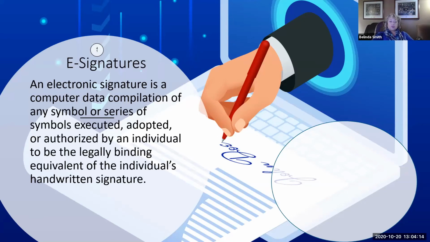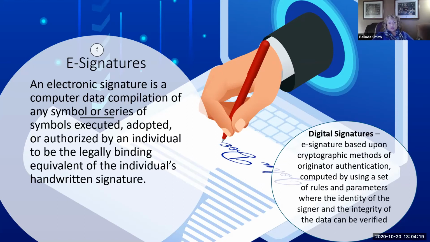The most secure of these is what's called the digital signature. That's the one that uses the more cryptographic methods. It's got rules and parameters set so that it will protect the document against any kind of changes, and it verifies the identity of the signer.